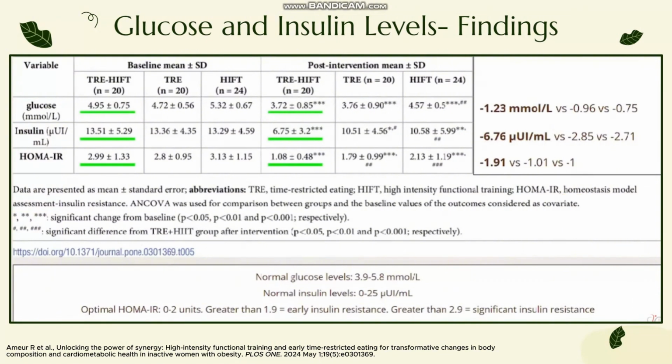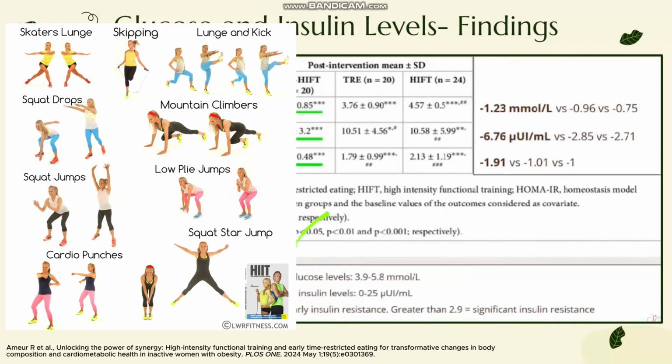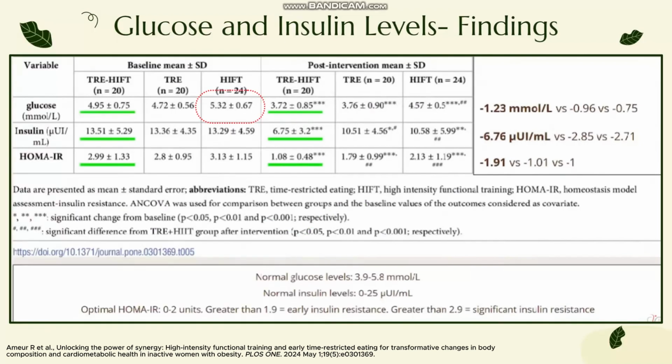So starting with blood glucose. At the start of the study, all 3 groups had similar baseline glucose levels, around 4.7 to 5.3 millimole per liter. These numbers are in the normal range, but after the intervention, things changed dramatically, especially for those who practice TRE. The TRE group's blood glucose dropped from 4.72 to 3.76 millimole per liter, and the group that combined TRE with the high-intensity exercise, which is again HIFT, saw their glucose drop to 3.72. These reductions are significant in comparison to the group that only did HIFT and had a much smaller drop from 5.32 to 4.57.